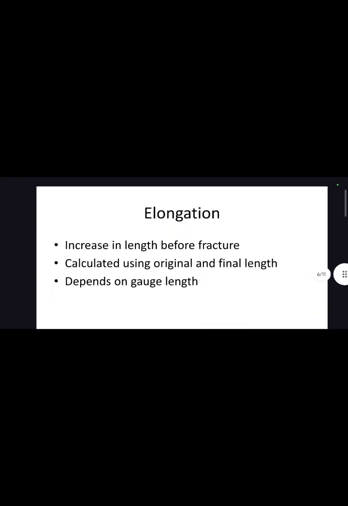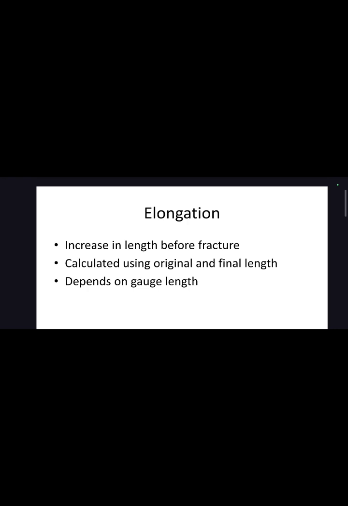Elongation. Elongation measures how much the length of the specimen increases before the fracture. The formula is EF is equal to LF minus L naught divided by L naught, where LF is the final length and L naught is the original length. It is also expressed in percentage.